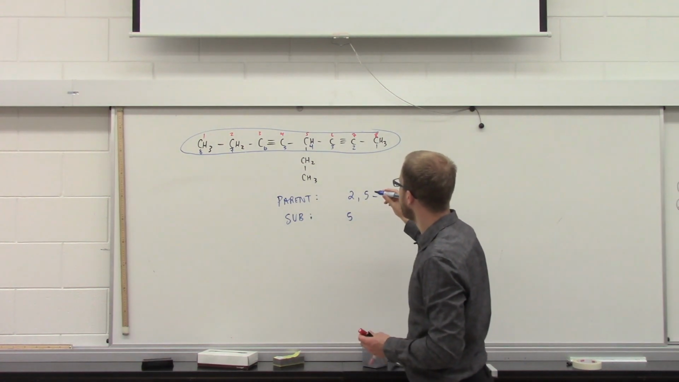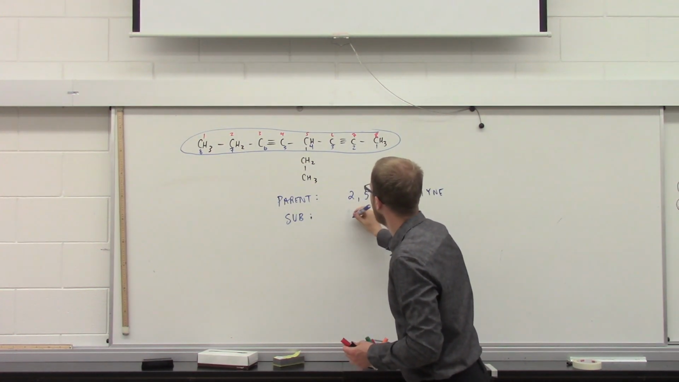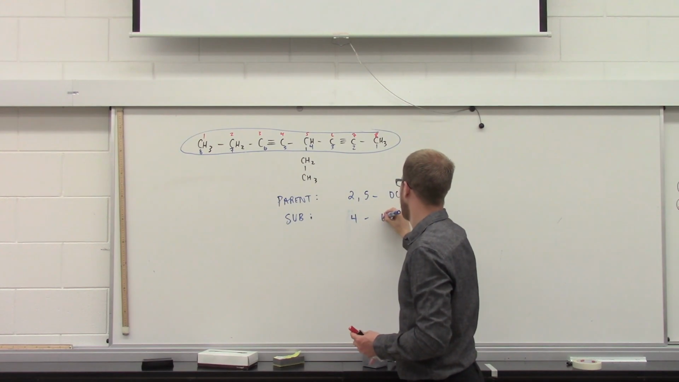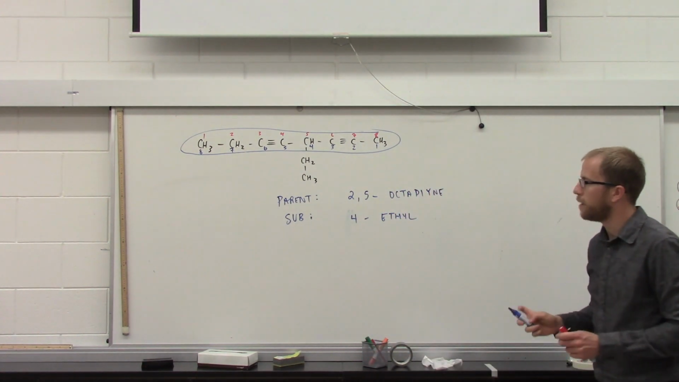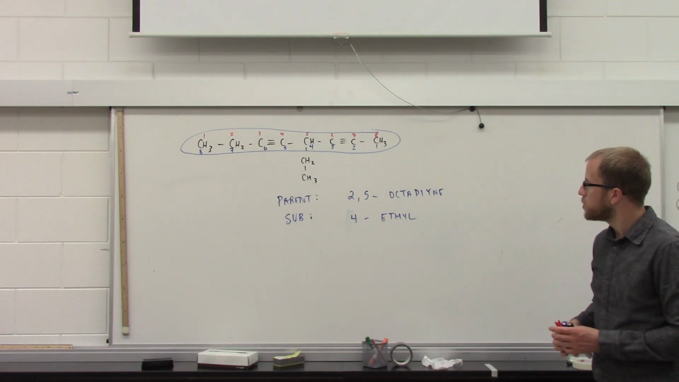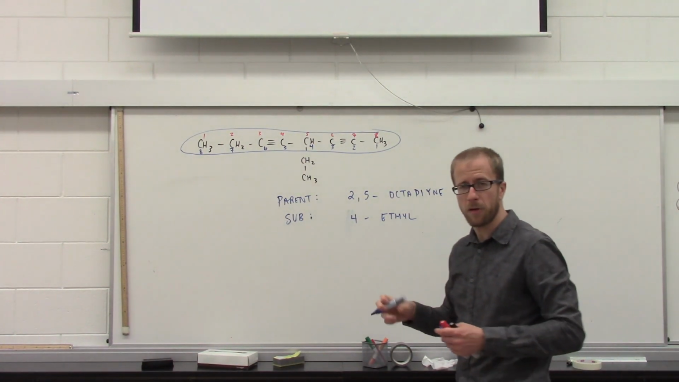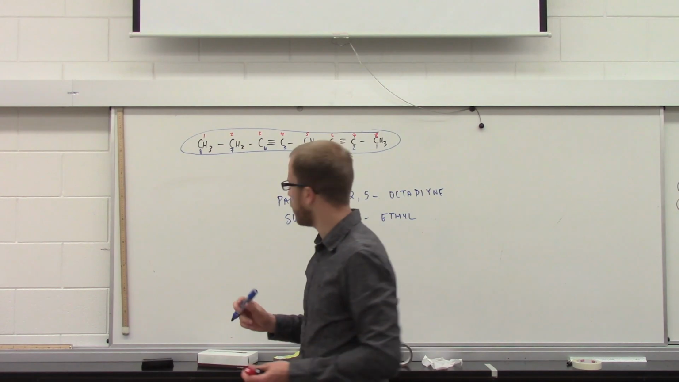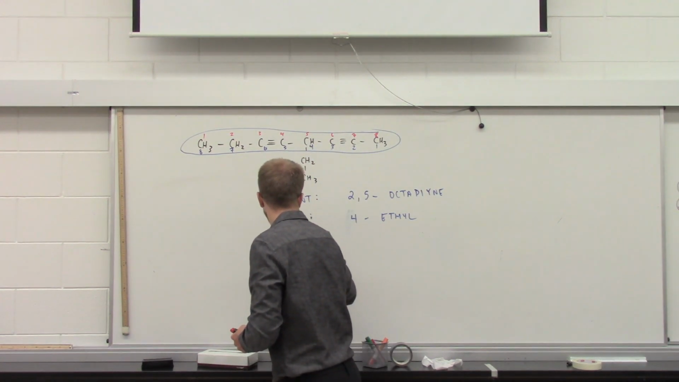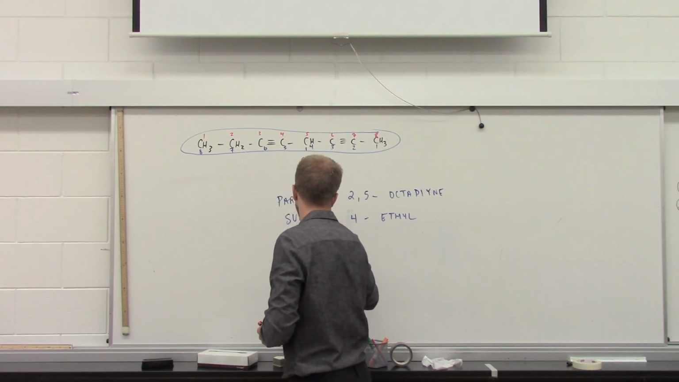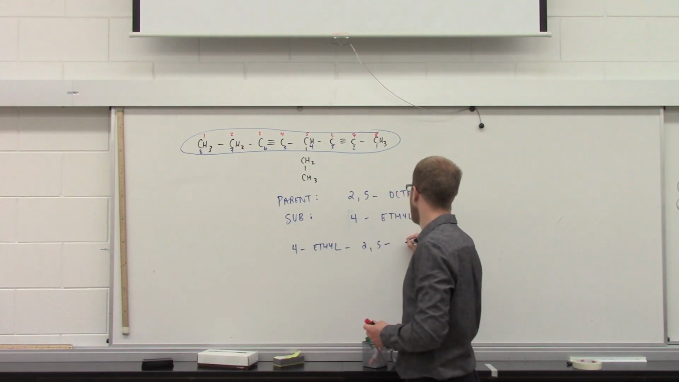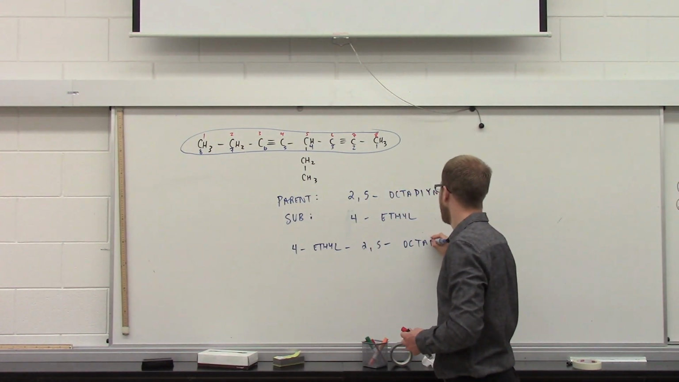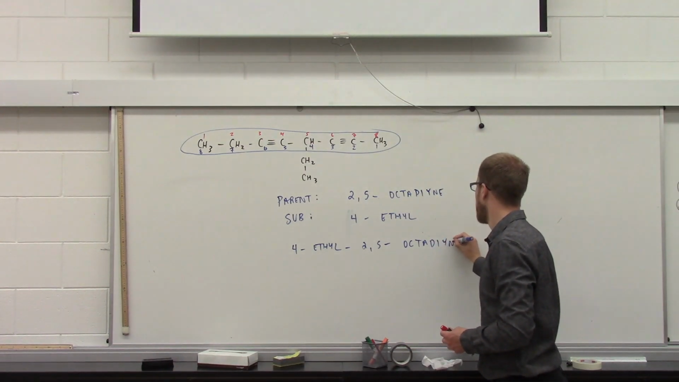And our substituent group here, we only have one, is on carbon 5, and that is 5. Oh, sorry, it's on carbon 4, and that is going to be 4-ethyl. So when we combine this all together, we find that the name of our molecule is 4-ethyl-2,5-octadiyne.